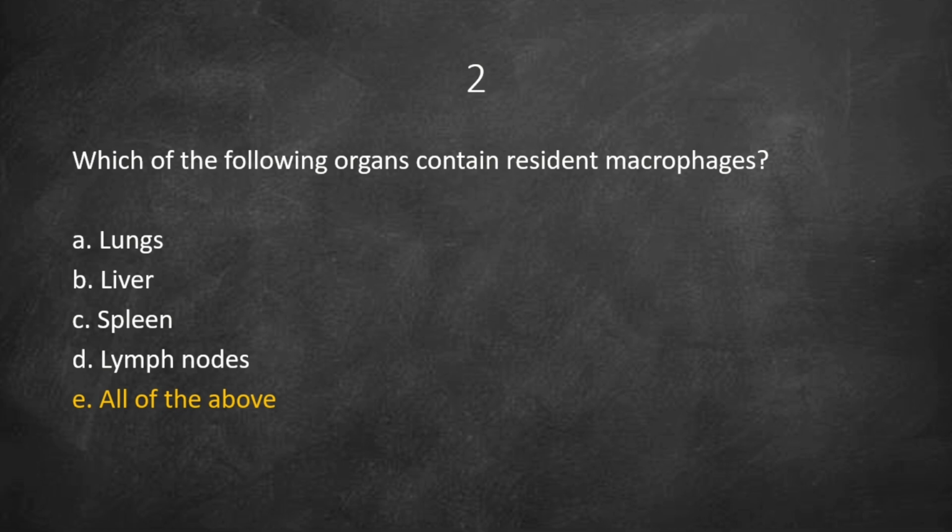And in the white pulp of the spleen too, they are also involved in immune response. Then lymph nodes, of course, have macrophages, and they help to filter the lymph fluid and contribute to immune response. So all these actually have resident macrophages in them. So the correct answer for number 2 is E, all of the above.